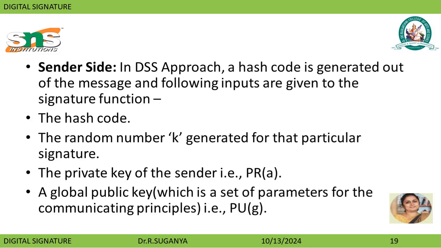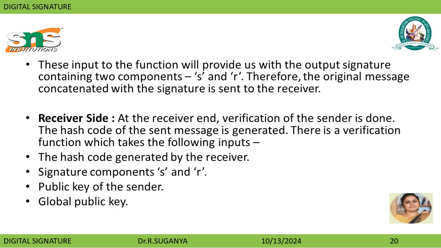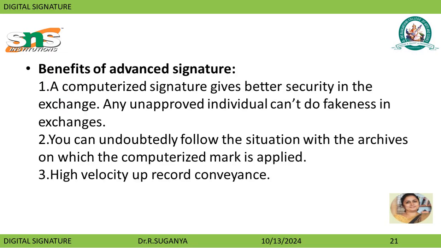On the sender side, the inputs are the hash code, the private key of the sender, and the global key, which is a set of parameters for communicating principals. The input to the function provides the output signature, which contains two components, that is S and R. The same applies vice versa on the receiver side, where we need the hash code, the signature components, the public key and the global key.